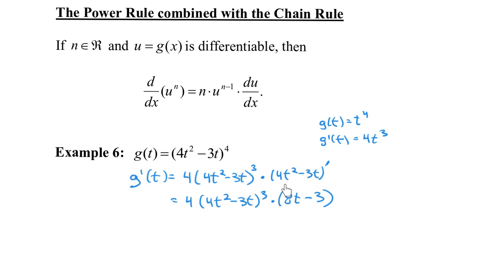There's no chain rule here because this is plain old t and plain old t. So at that point, we're done. And then from here, if you wanted to, you could distribute the 4 through here if you wanted. Definitely not through here because that's cubed. But you don't have to. You can leave it just like this.